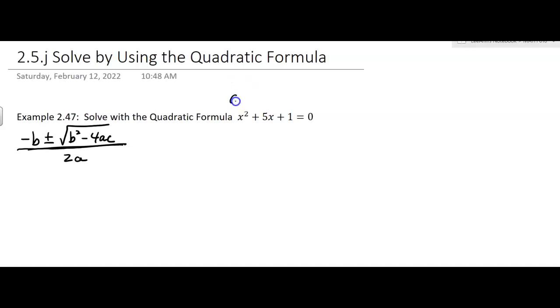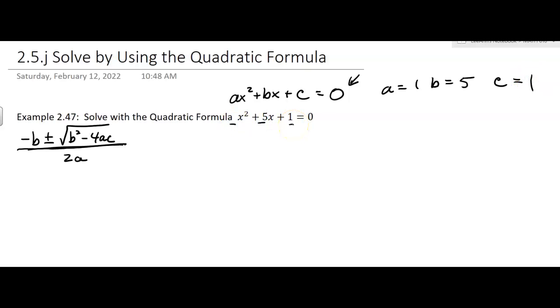So in this case, remember, it's going by this general form of a quadratic equation. Oh, I should mention it has to be set to 0. So I guess that's the second thing. Make sure it's set to 0. Now you got to find a, b, and c. So in our case, a is 1, b is 5, and c is 1. So this is a, b, c.